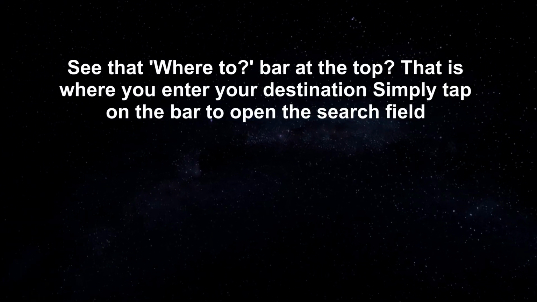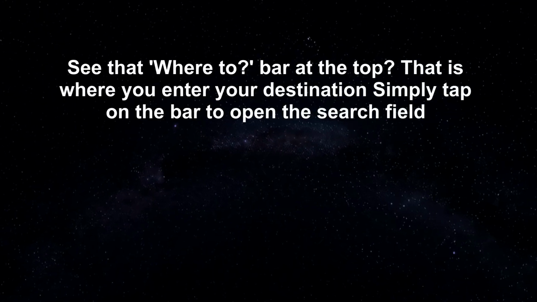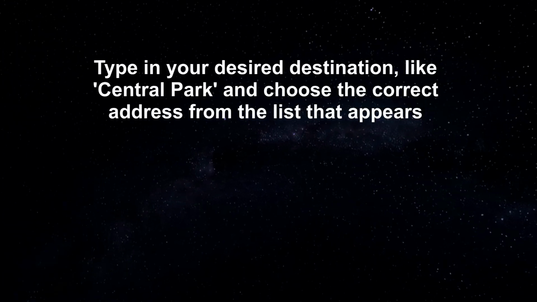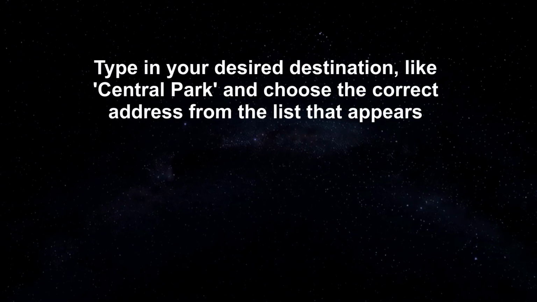That is where you enter your destination. Simply tap on the bar to open the search field. Type in your desired destination, like Central Park, and choose the correct address from the list that appears.